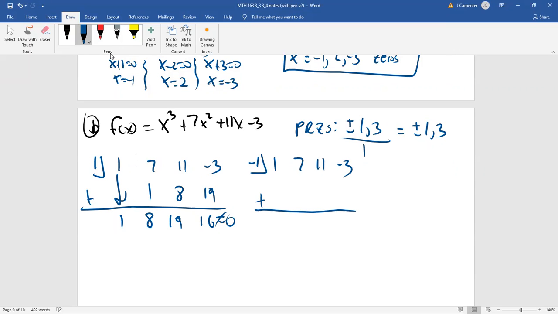All right, so let's try the negative 1. 1 failed, so it will always fail. Don't ever try 1 again for this polynomial or its quotient. Bring down the 1. 1 times negative 1 is negative 1. 7 plus negative 1 is 6. 6 times negative 1 is negative 6. 11 minus 6 is 5. 5 times negative 1 is negative 5. Negative 3 plus negative 5 is negative 8, which is not 0, so it fails.